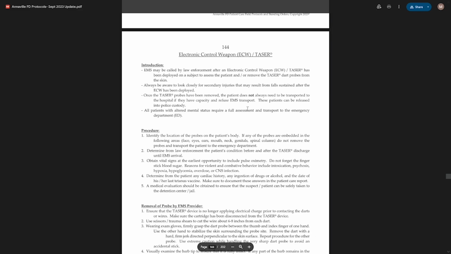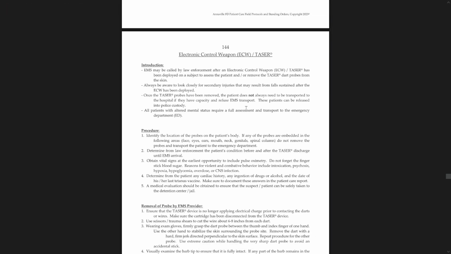For electronic control weapons or tasers, to introduce this topic, EMS may be called by law enforcement after an electronic control weapon or a taser has been deployed on a subject to assess the patient and/or to remove the taser dart probes from the skin. Always be aware to look closely for secondary injuries that may result from falls sustained after the taser has been deployed. Once the taser probes have been removed, the patient does not always need to be transported to the hospital if they have the capacity and are able to refuse EMS transport. These patients can be released into police custody.